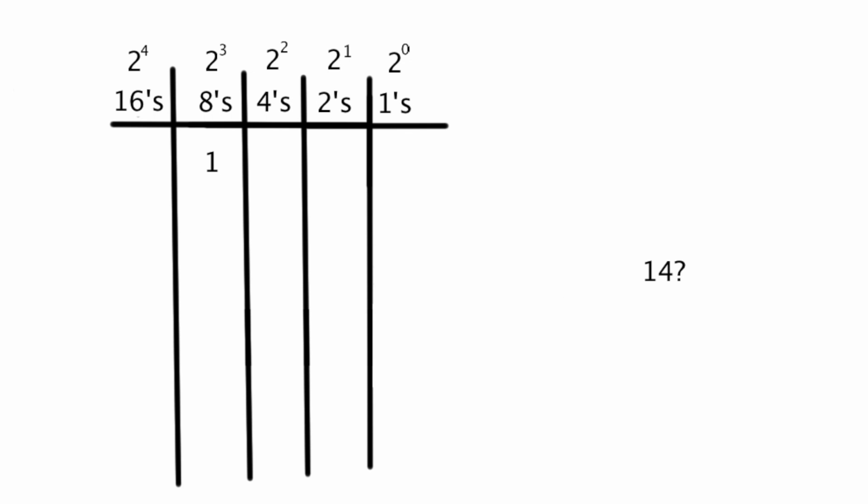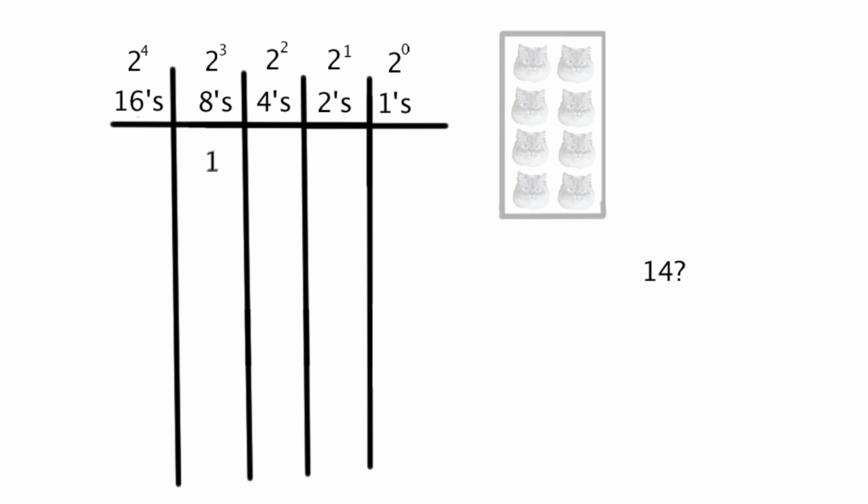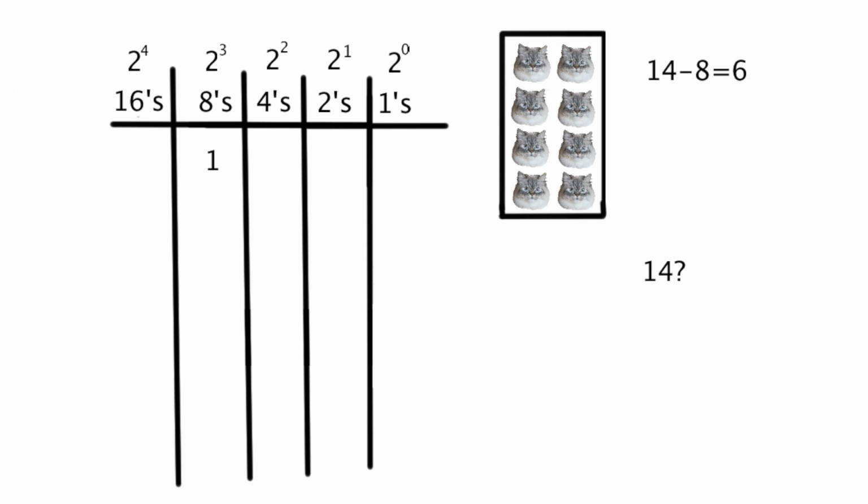Again, in terms of Momo, we have one lot of 8 Momo to begin with. So how many more do we need? Well, 14 minus 8 is 6. So we have to represent 6 using the remainder of the columns to the right, or if you want to think about it in terms of Momo, we have to collect another 6 Momos. So we look to the next column to the right to see if it's less than or equal to the number we're still trying to collect.